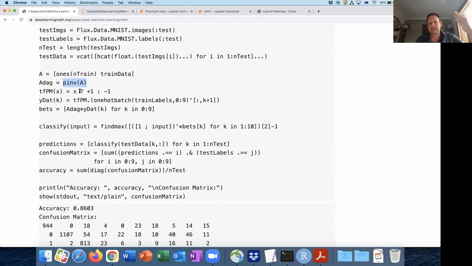That's in a sense the solution to the least squares minimization problem for any potential right-hand side. All right? And this is a classifier. This is actually the classifier. It just does the argmax. Okay.